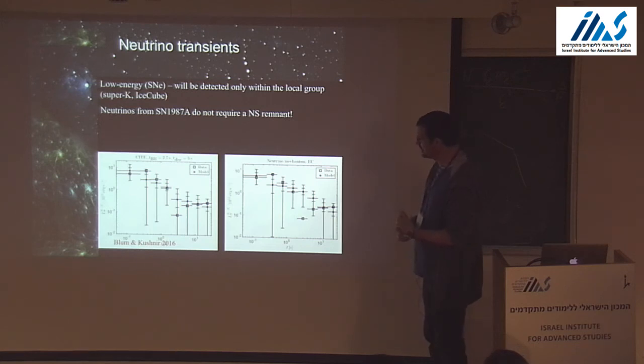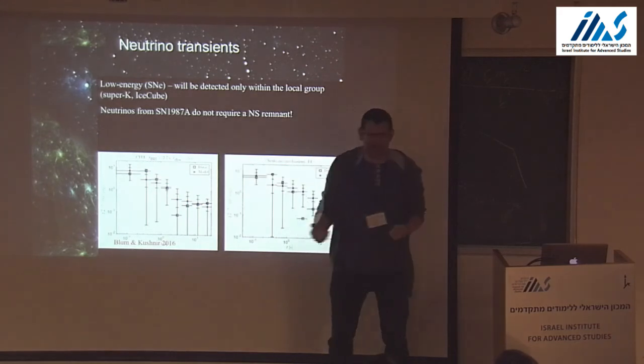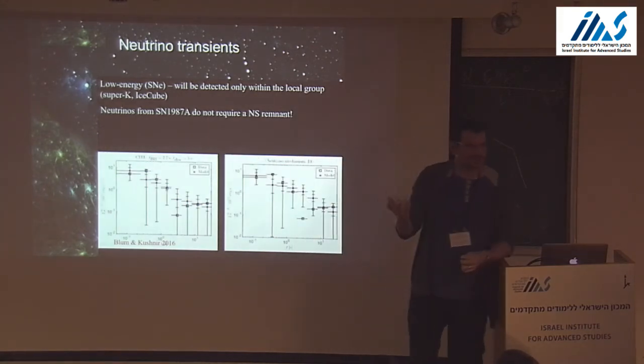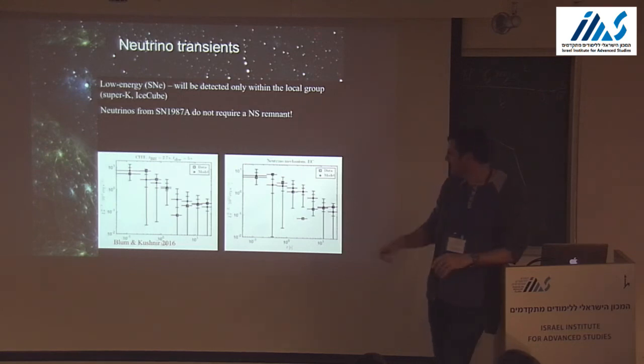One point I wanted to make, this is from a recent paper by Bloom and Kushner. For many years, many people, including myself, said, okay, the fact we saw neutrinos from 1987A means that there was a neutron star formed there, and that means that some core-collapse supernovae produce neutron stars. Now, this paper shows that it's actually not correct, and you can certainly have this neutrino emission from the proto-neutron star that leads to eventually a black hole. So the fact we saw neutrinos from 87A doesn't mean that necessarily core-collapse supernovae make neutron stars.